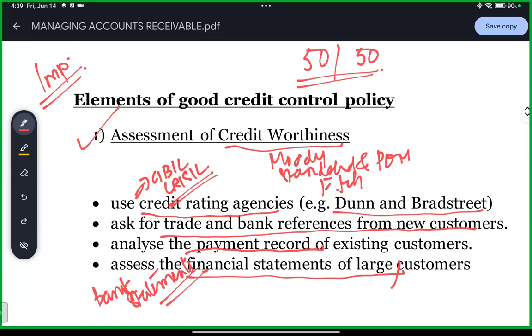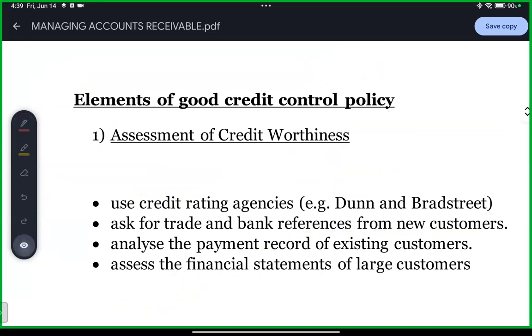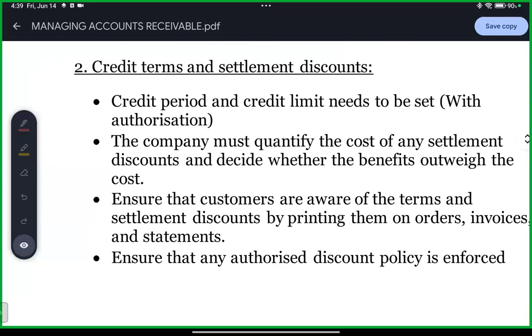So what did you check here? You checked whether the customer is eligible for credit sale or not, whether they have the capacity to make the repayment. You evaluated their capacity to make payment in future. The second part is credit terms and settlement discount. So you have evaluated, you find it a satisfactory profile. So you're planning to extend credit sale to this particular customer.